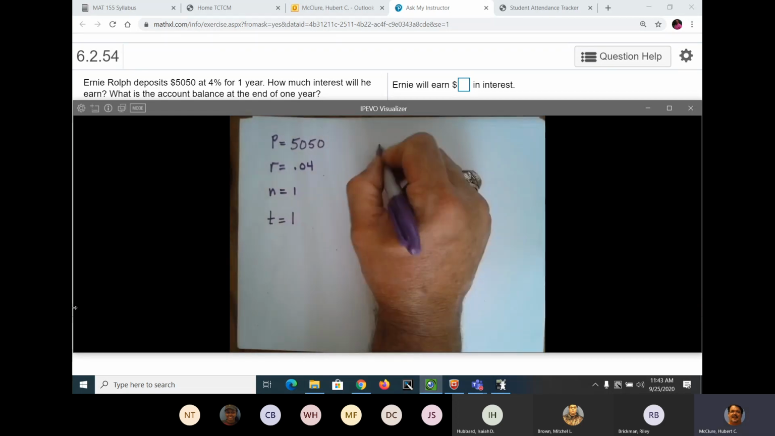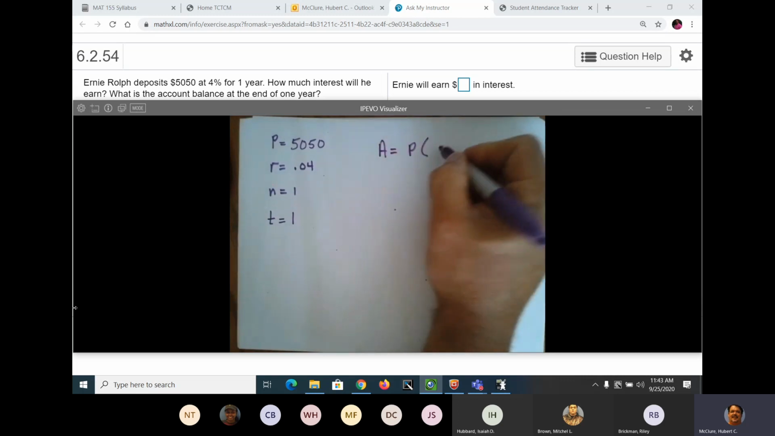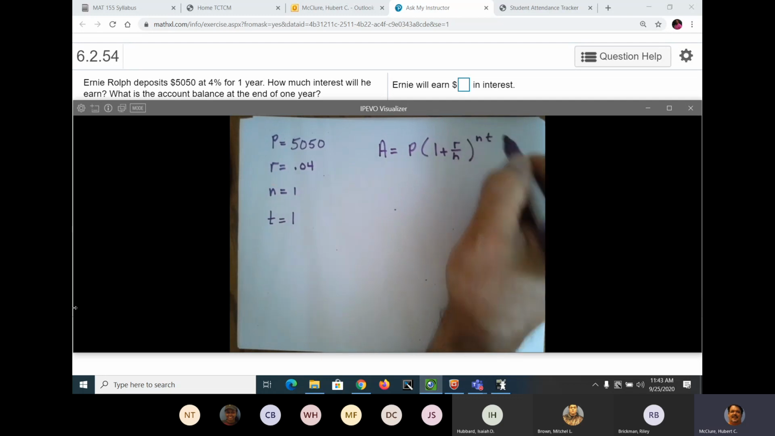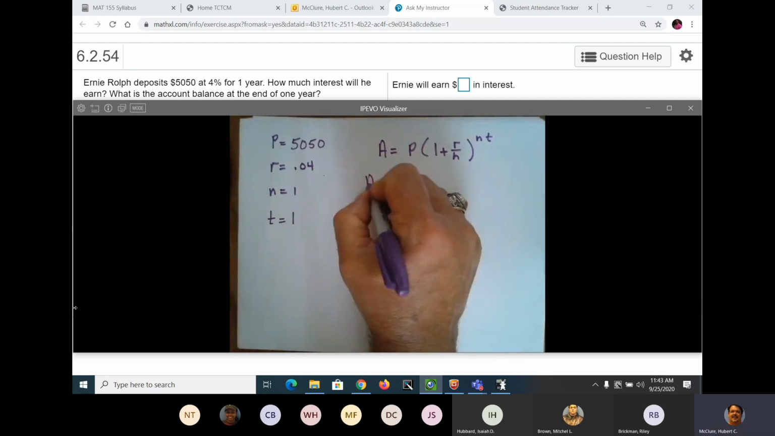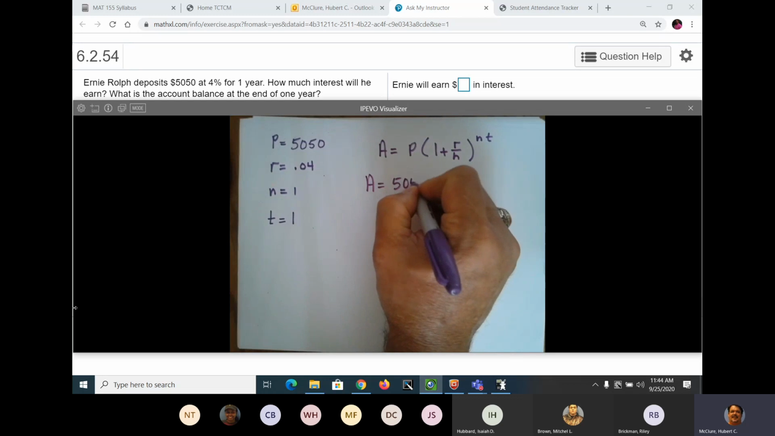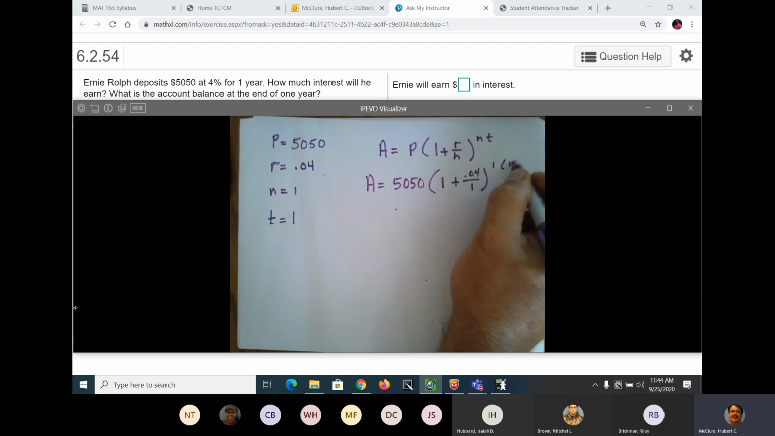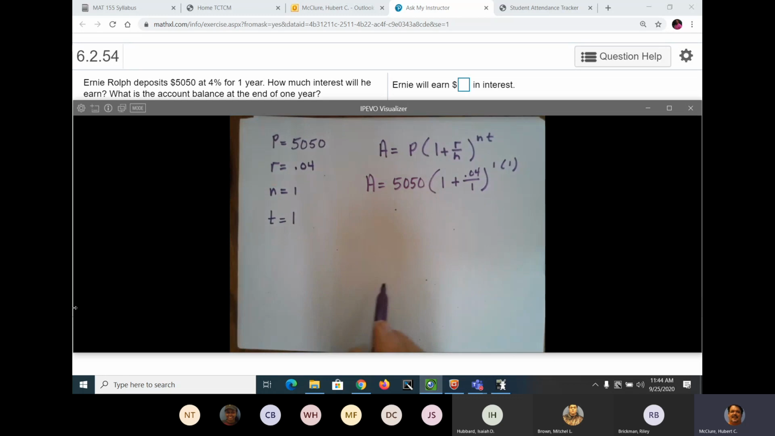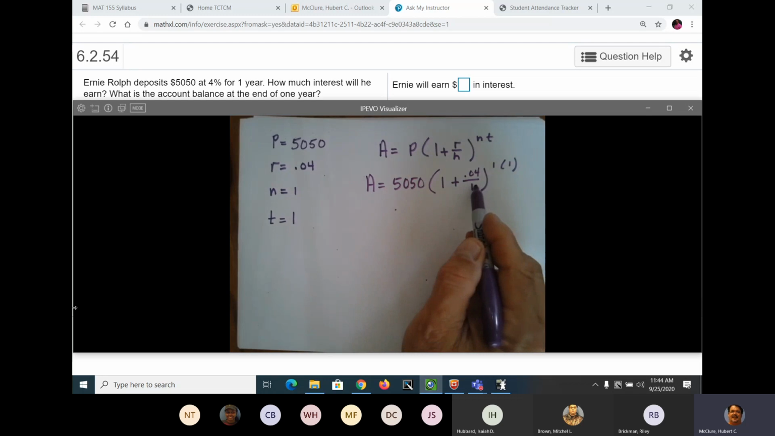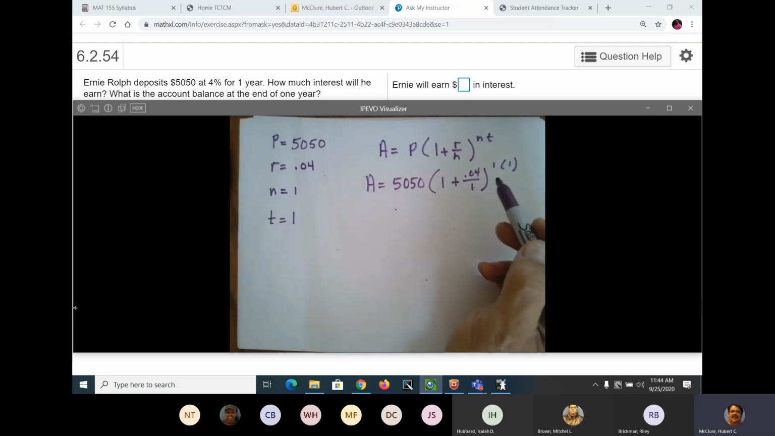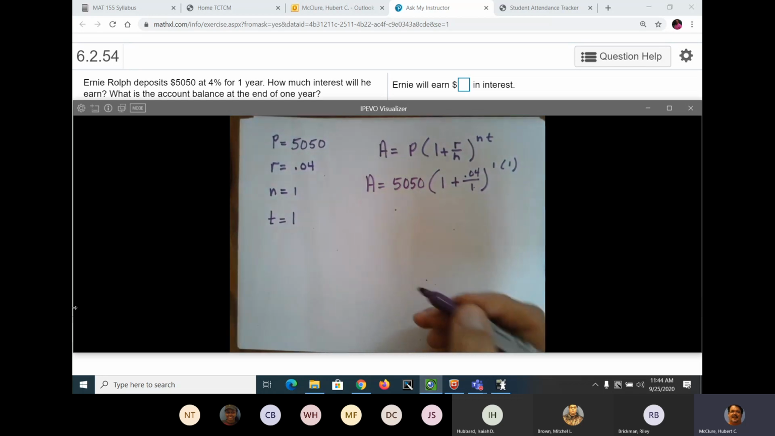So A is equal to P times 1 plus R over N raised to the NT power. A is equal to 5050 times 1 plus 0.04 over 1 raised to the 1 times 1. That's why when they don't say N is equal to a number, when you divide by 1, you get the same number. When you multiply by 1, you get the same number. So it's really not affecting the formula at all.